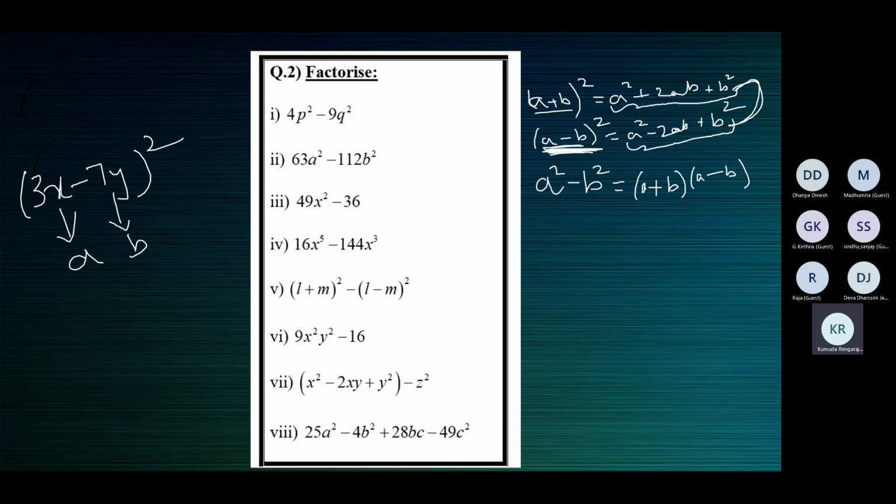What is the format for the answer? Excuse me, ma'am. Ma'am, in the first sum, since both 4p and 9q has a square. Yes, Madhumita, I'll ask you when we come to that.